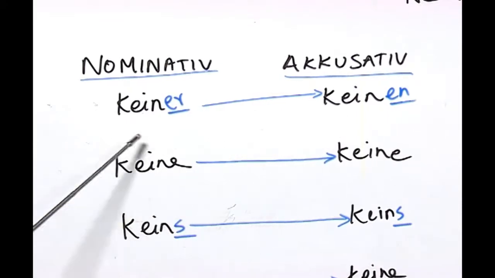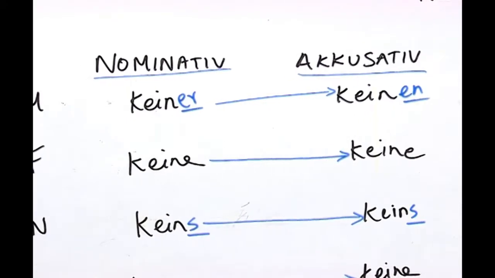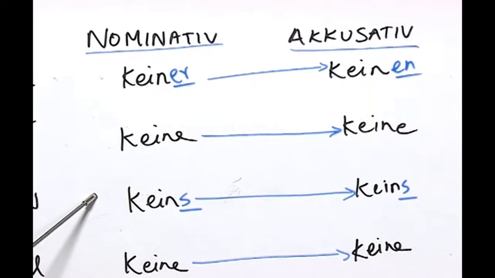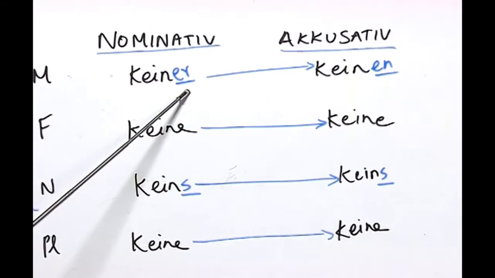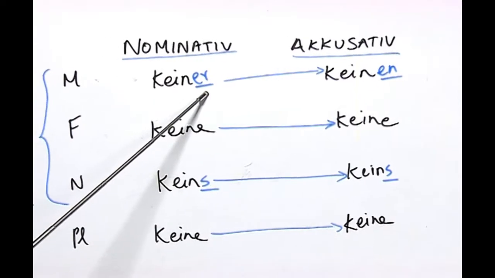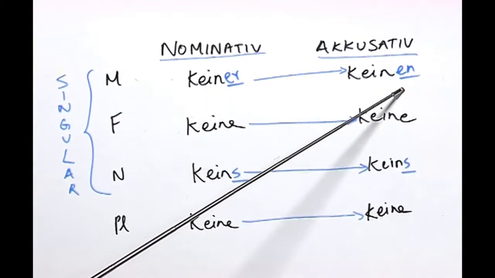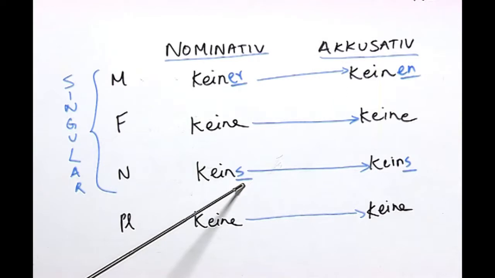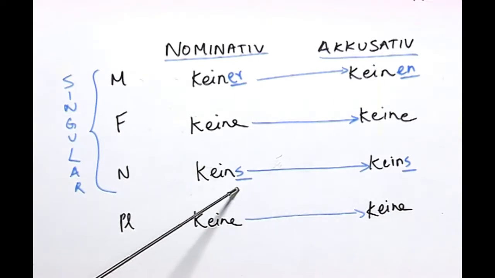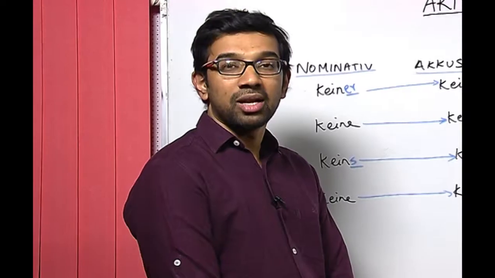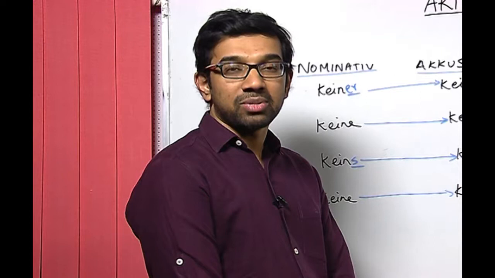So, here the rule is almost similar to the previous negation concepts, only here the ending is somewhat different. As you can see, it is er, which becomes en, and s in neuter remains s in accusative, which is the same form as in nominative. Now, let us look at some examples where the negative article functions as pronoun.